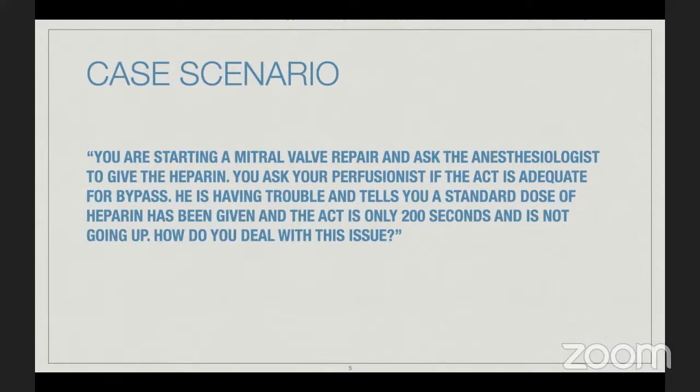So in this case, we'll give another bolus of heparin. Okay. And if it's still not going up, we might think of the patient having heparin resistance. And we can give fresh frozen plasma or factor 10. Factor?